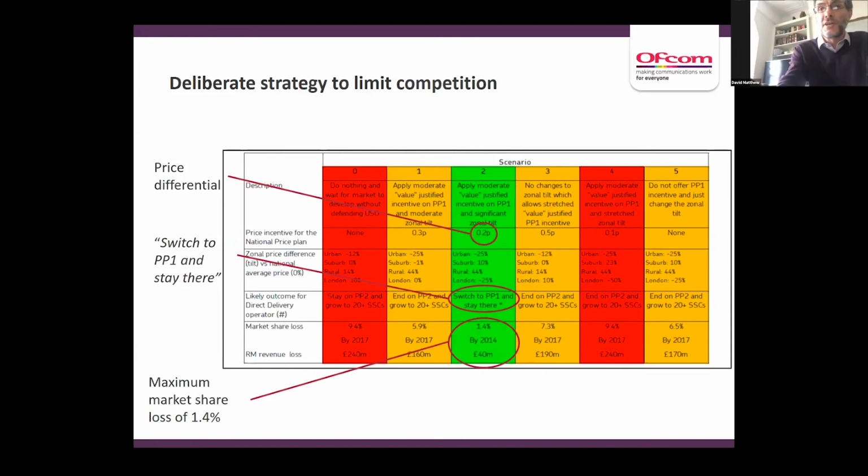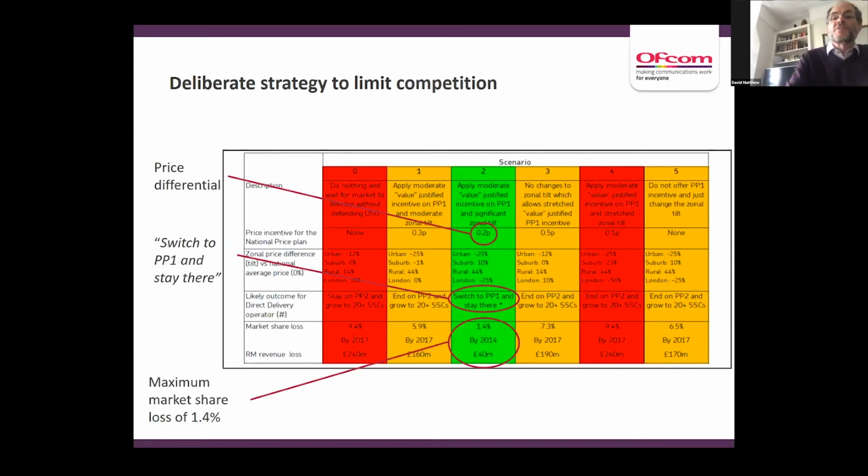And without getting into the details, they've looked at, firstly, adopting this price differential, this price surcharge. They looked at that in combination with other arrangements, such as a lesser surcharge. There's a thing called a zonal tilt on the slide, which basically means increasing the degree to which there is geographic price differences to reflect differences in costs, and or even to change the prices where they felt that Whistl was most likely to enter. And on the far left, 0, you may not be able to read it easily, is a do nothing option. Do nothing and wait for the market to develop without defending the USO.